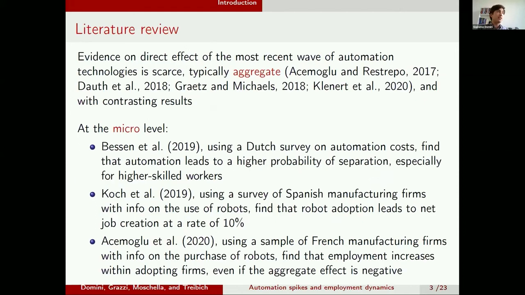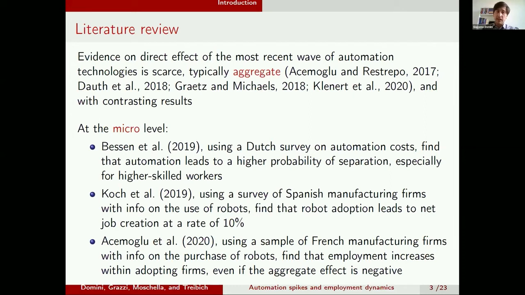Despite the relevance of the topic, analyses of the impact of the recent wave of automation technologies on employment are not so many. The first evidence was at an aggregate level, and these first studies failed to reach a consensus. For example, Acemoglu and Restrepo found a negative aggregate effect in the US, but then Dauth et al. and Graetz and Michaels did not find significant effects, and Klenert et al. 2020 even find a positive aggregate effect in the EU.